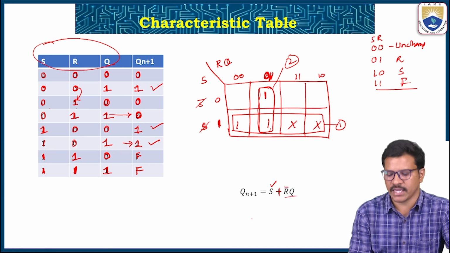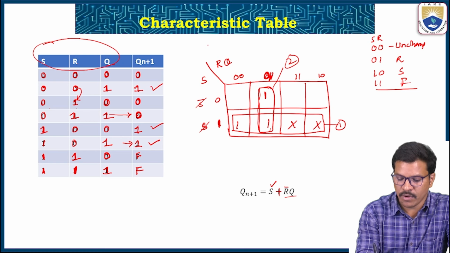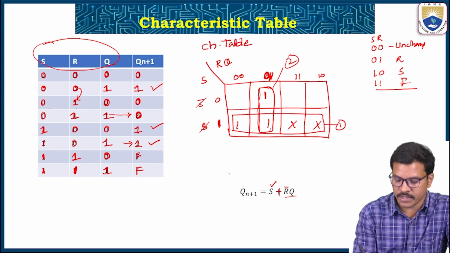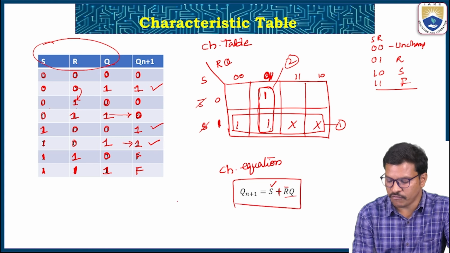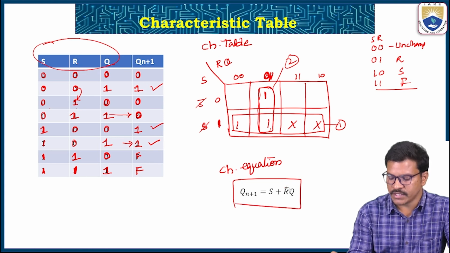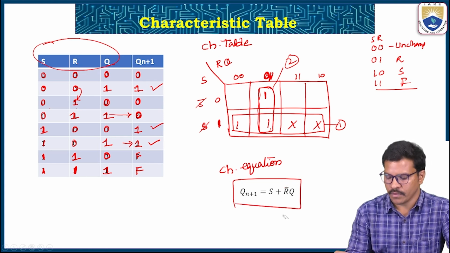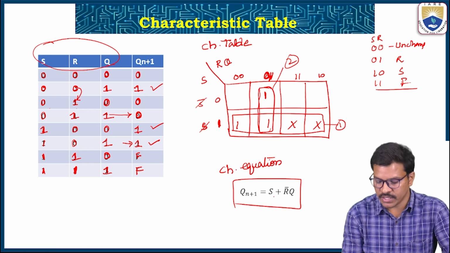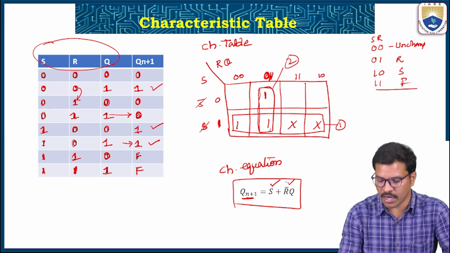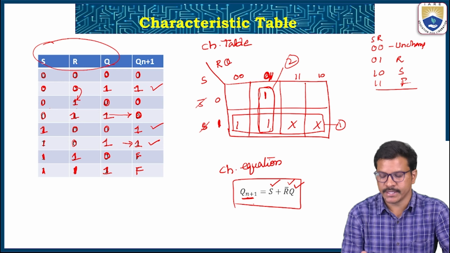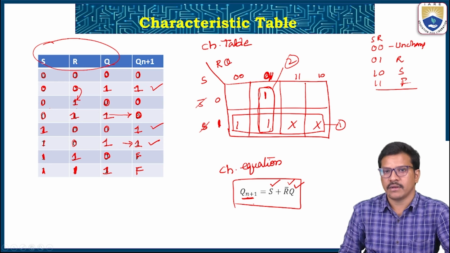So this is the characteristic equation. This is the characteristic table. This is the characteristic equation. The characteristic equation for SR flip-flop is Qn plus 1 equals S plus R bar Q. So the present output depends on the present inputs S and R bar, and Q is the previous output. So that's why it is a sequential circuit.